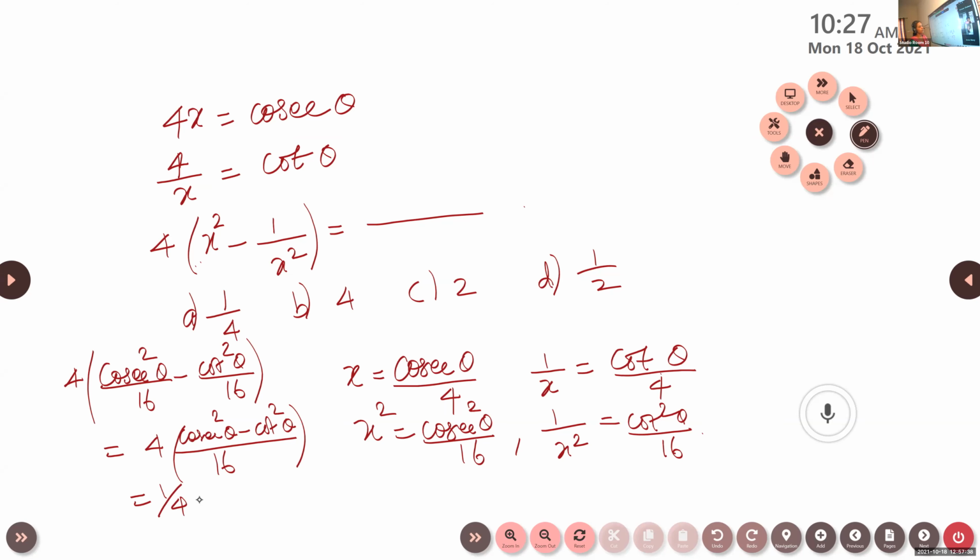Ma'am, can we take x as common in the beginning and then substitute cosec theta? Like that also we can do. Here, 4x square minus 1 by x square, there we can take x as common. So 4x, then bracket x minus 1 by x. No, here x is in the numerator, here x is in the denominator. We cannot take. So okay, this is what we are asking, isn't it?